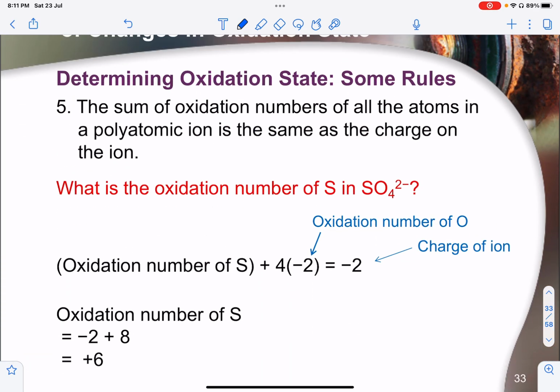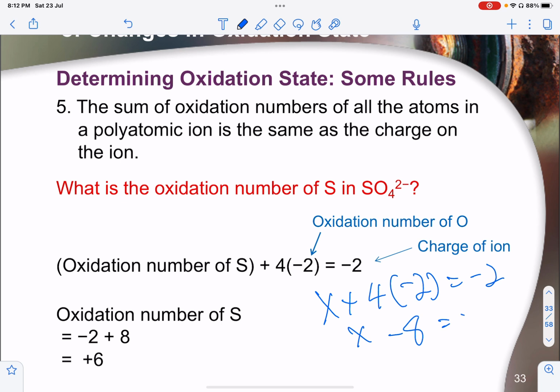Sometimes we can also calculate for the whole ion. In this case, let's say the sulfate ion is SO4 2-. We want to identify the oxidation number of sulfur. So what we can do is let it be X. So X plus 4 times -2, which is oxygen. And the overall charge, because it's 2-, becomes -2 rather than 0. So if we simplify it, we do our math.